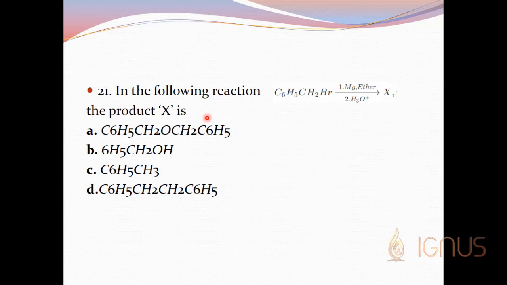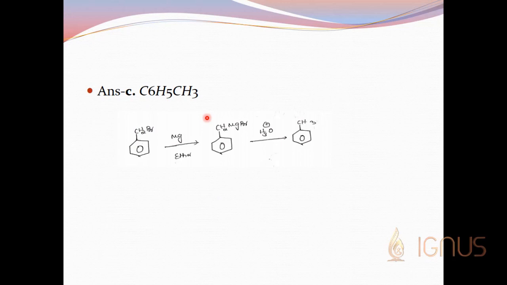Let us discuss the solution for this question. When we treat this benzyl bromide with magnesium in ether medium, it will give rise to Grignard reagent. When we treat this Grignard reagent with the acid or water, it's a hydrolysis. This organometallic bond will break and it will give rise to toluene. Hence our answer is C6H5CH3. It is toluene.